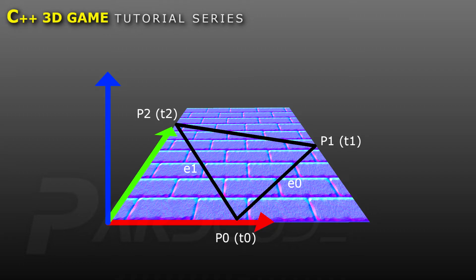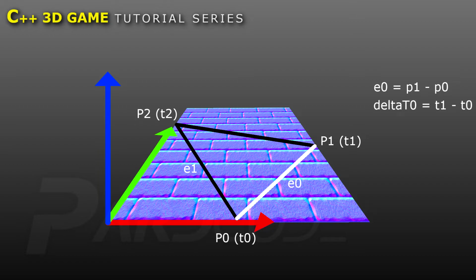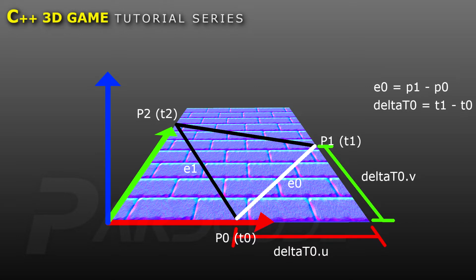What can we do with this information? Let's take the edge 0, a vector that is the difference between P1 and P0. The texture coordinates differences of the edge 0, that we can call delta T0, are expressed in the same direction of the tangent and binormal vectors. Exploiting this aspect, edge 0 can be defined as the linear combination between tangent and binormal vectors.